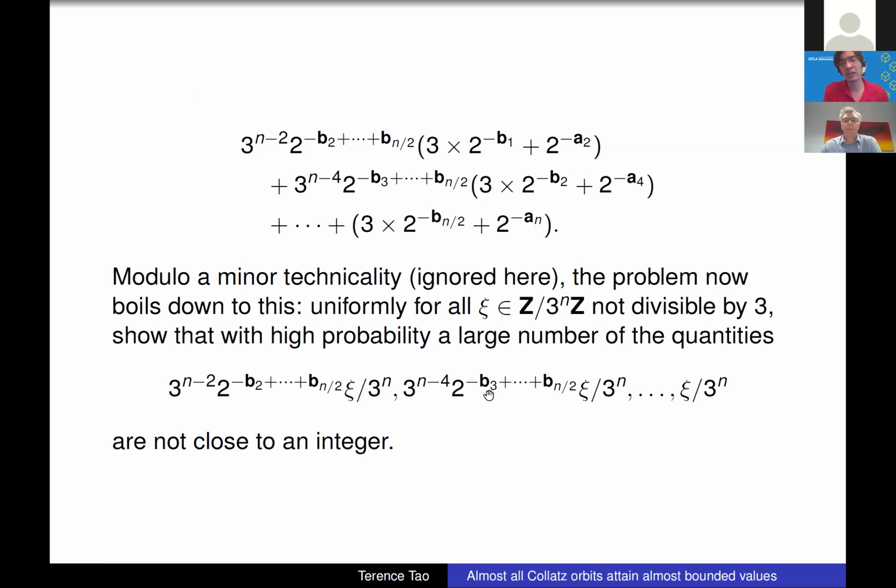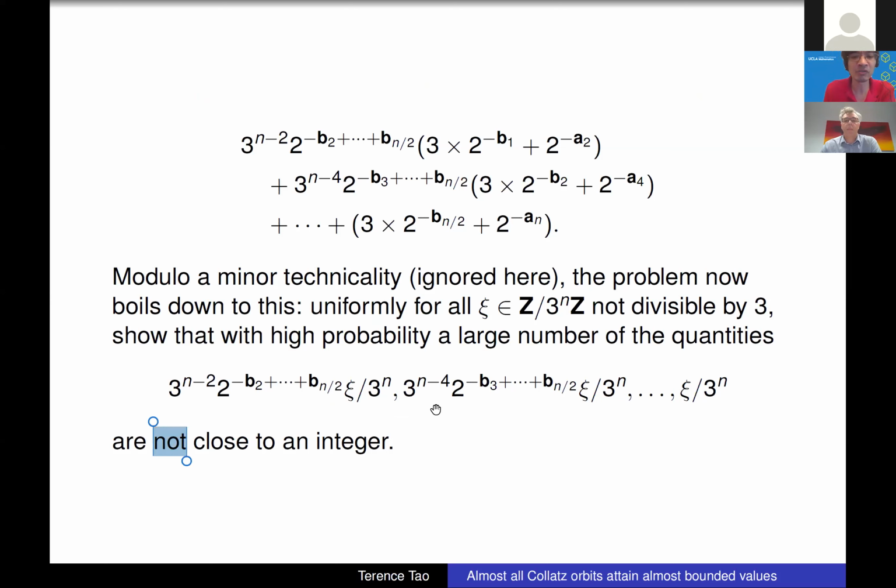And if you can make at least some of these shifted, dilated frequencies non-trivial, like not close to an integer, then you can make these Fourier coefficients small, and then you can solve your problem. So you have turned the problem into a Fourier analytic problem. But this type of problem you can attack by elementary number theory methods.